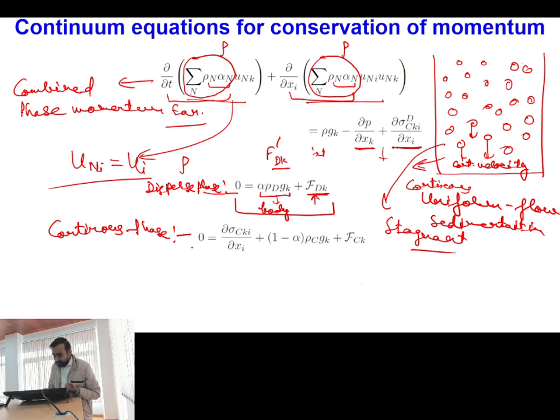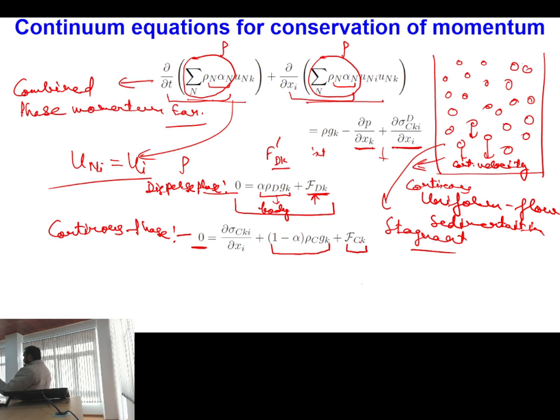Acceleration will be 0, so the left hand side is 0. On the right hand side I will have the body force, which is 1 minus alpha times rho C into g_k. Then I will have the interaction force on the continuous phase because of the dispersed phase. The dispersed phase will also apply some interaction, so that is F_CK. And because I am talking about the continuous phase, I will have the stresses, the surface forces at the boundary. Surface forces are accounted for by using this term, sigma_CK.